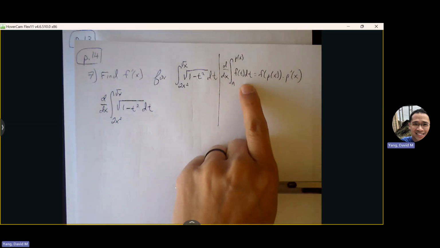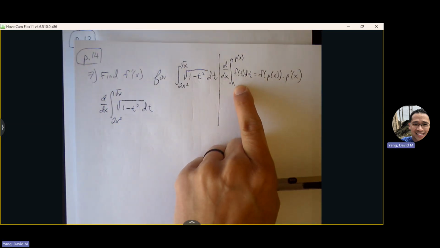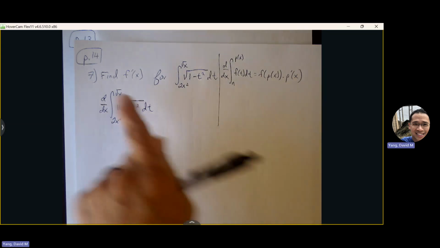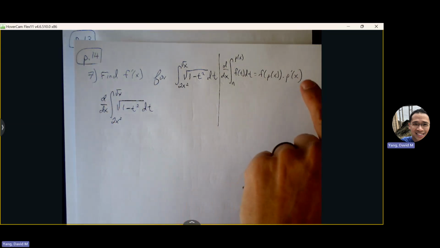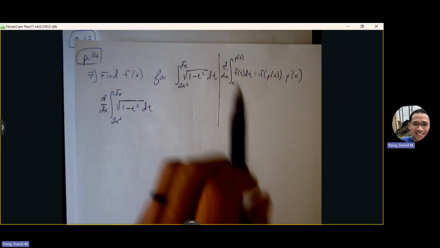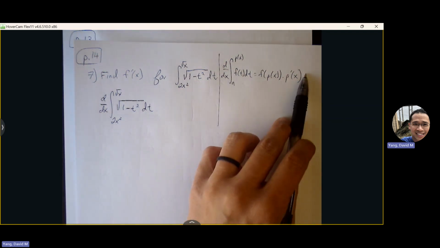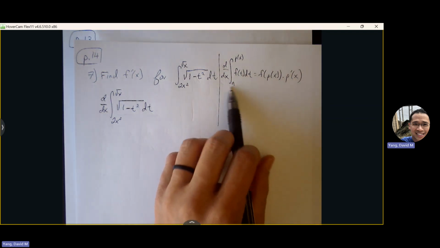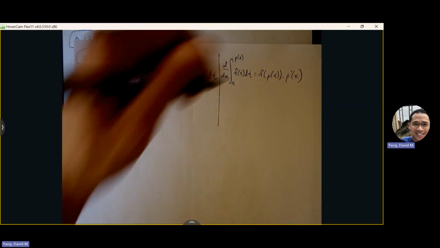So we do this version if one of the bounds is a constant. But if both are variables, then we have to go through that formula that I have up there on the board. We have to do the f of p of x times p prime, but then minus, and then we got to plug this in and do the same thing, f of q of x times q prime.